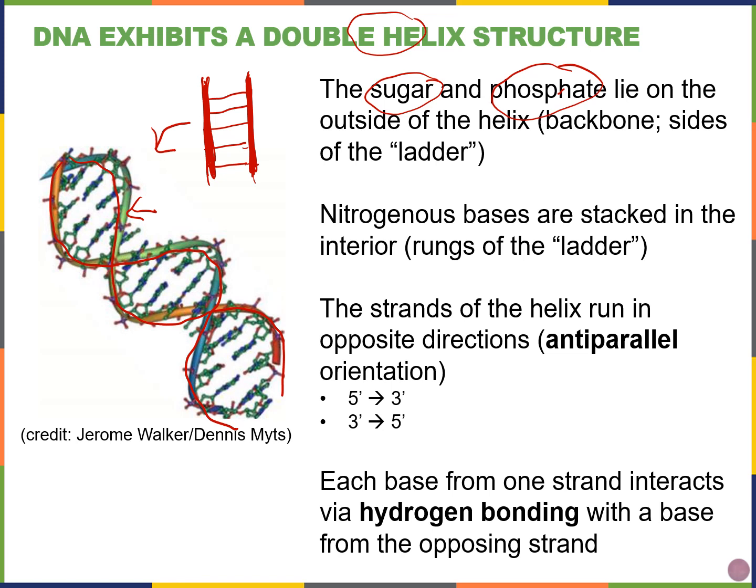The nitrogenous bases, on the other hand, are in the middle. They represent the rungs of the ladder. So this is where you see the A, T, G, and C of DNA.